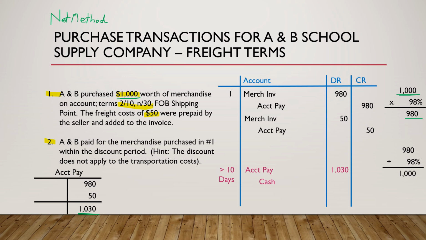A and B also has to pay the amount owed for freight. So add $50 and the cash credit will be $1,050. Debit merchandise inventory for $20, the value of the lost discount, so that the value of merchandise inventory matches the amount of cash paid to acquire it.